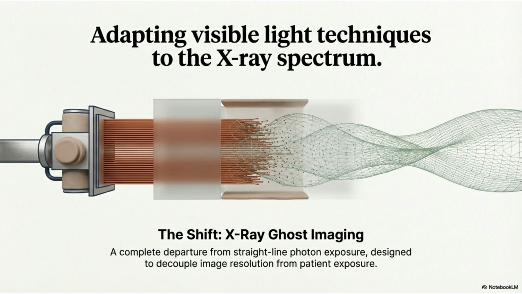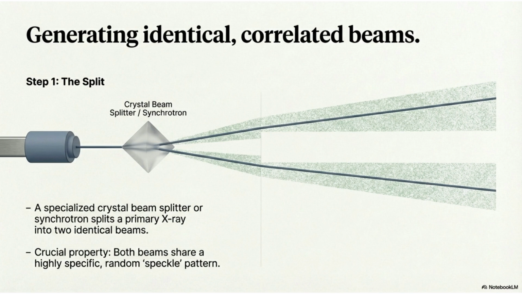X-ray ghost imaging is a complete departure from straight-line photon exposure. It adapts visible light techniques to the X-ray spectrum to decouple image resolution from patient exposure. Step 1 is the split, where a specialized crystal beam splitter separates a primary X-ray into two identical correlated beams, both sharing a highly specific, random speckle pattern.